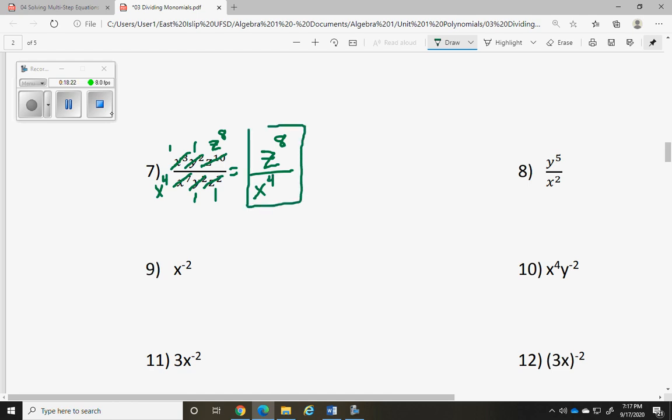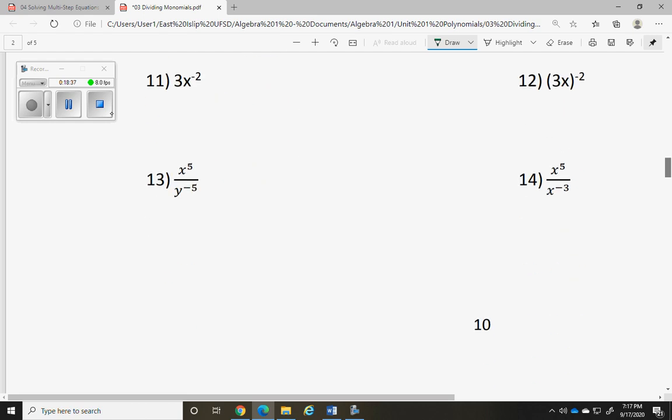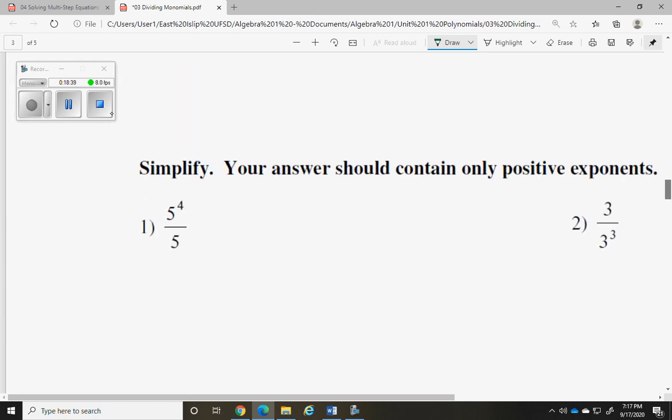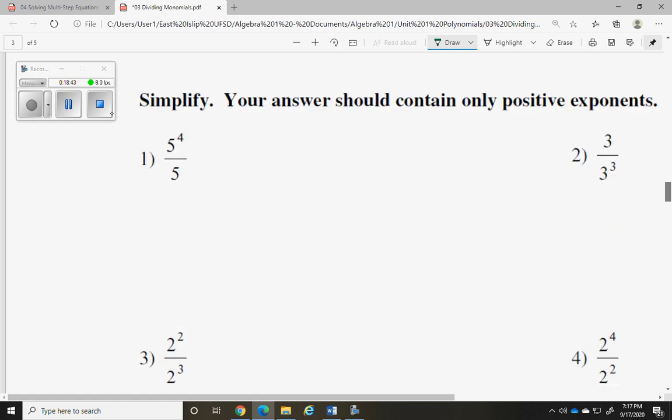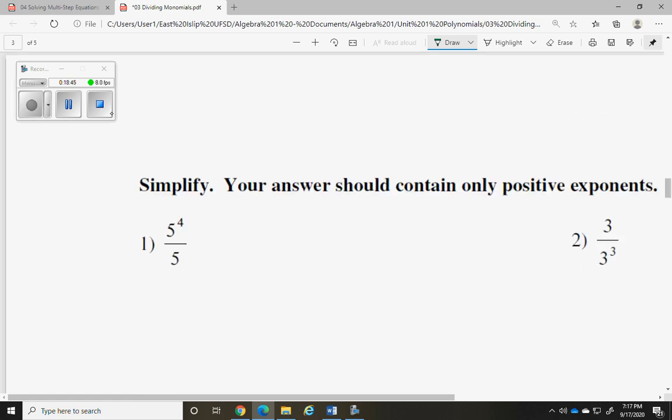I can't simplify this any further because z's are not like x's. They're not common factors that can be simplified. So really, wherever you have more of something, that's where it's going to be left. I'm going to skip for a second. I'm going to skip to some of these with numbers. So I'm on this next page.